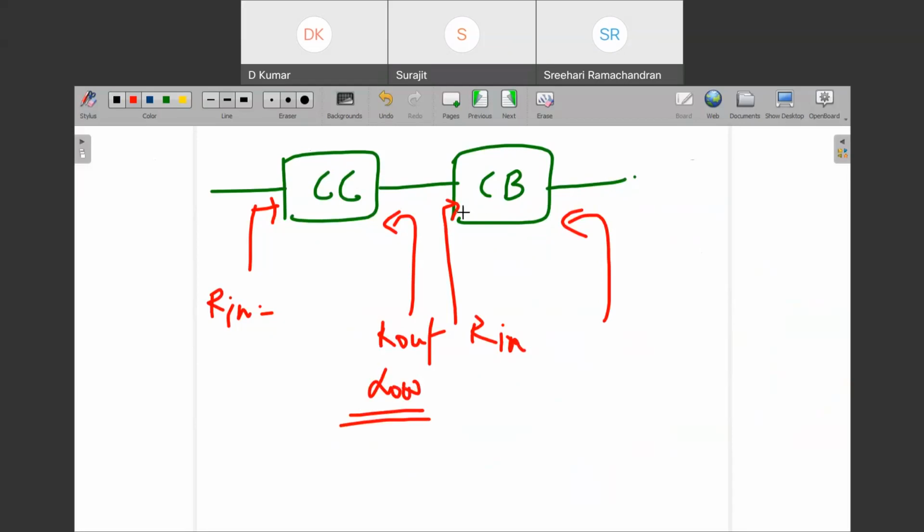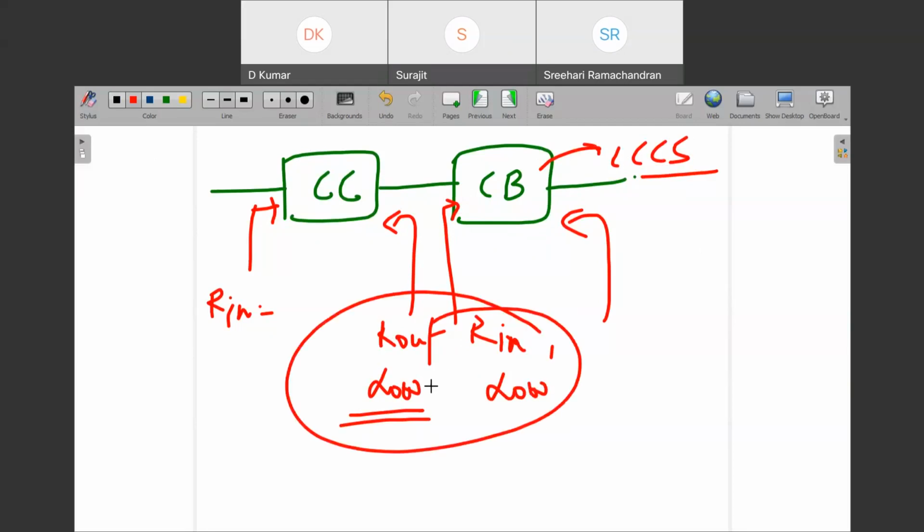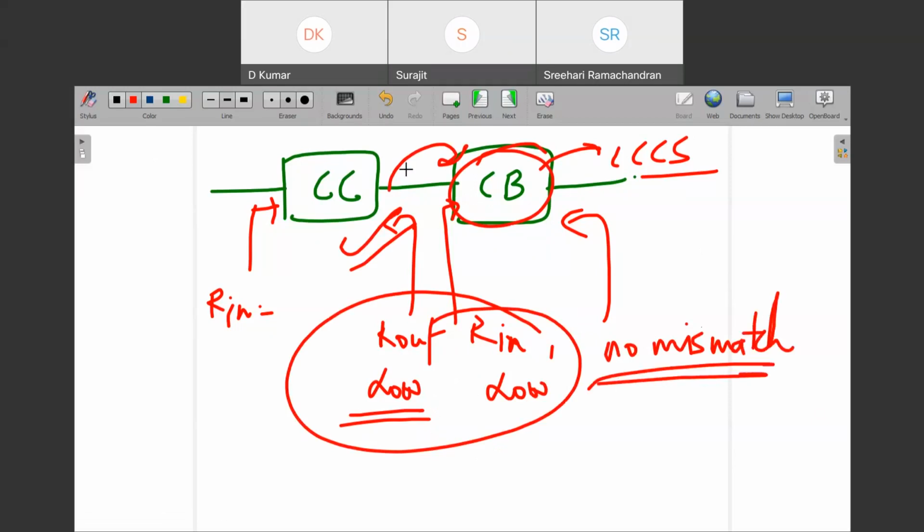And what is the input resistance of this guy, common base? Common base is like a CCCS, so it is low only. So there is no mismatch. Is there any mismatch? There is no mismatch. The output resistance matches the input resistance of common base, so you don't need any buffer between these two cascaded amplifiers. Why do we cascade amplifiers? To increase the gain according to our requirement. But there should not be a mismatch of the impedances. If there is a mismatch, then what will happen?